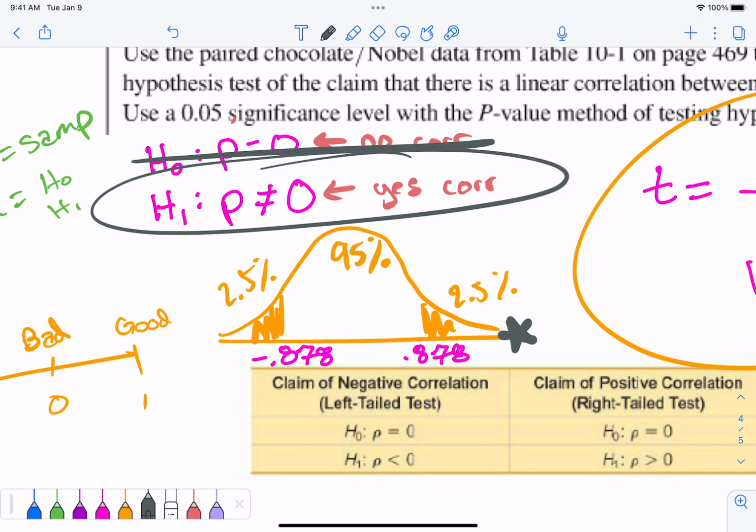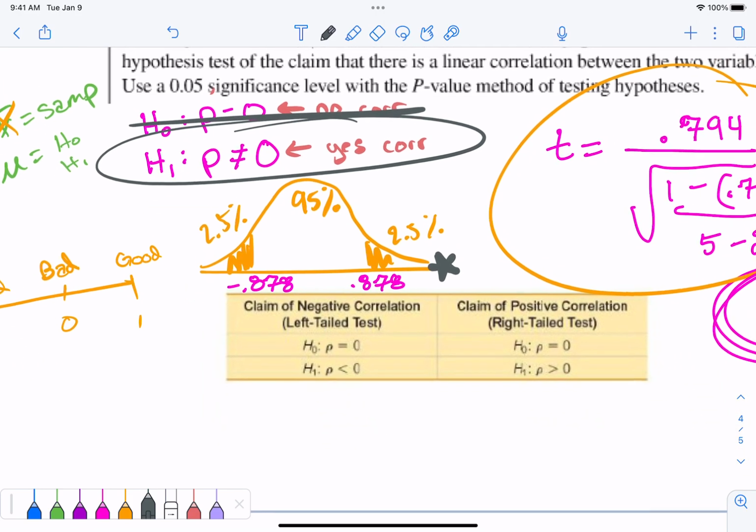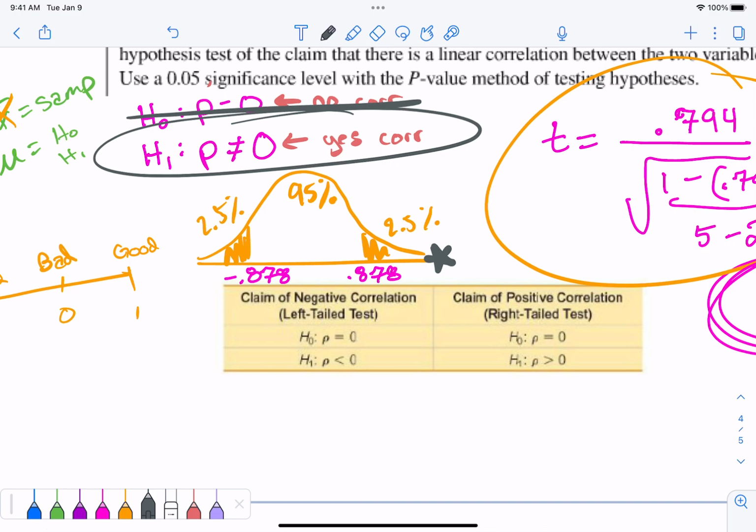Now, does that mean that eating chocolate causes that to happen? No. Just because they're correlated doesn't necessarily mean that they are related to each other. I think you had a question like that on your homework, right? According to this, yes, they are correlated. Got it? Makes sense? Okay, so that is our conclusion.